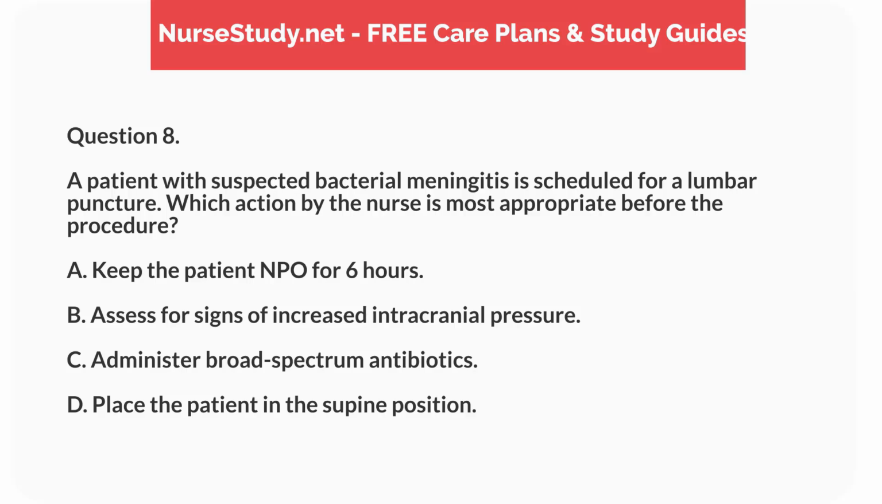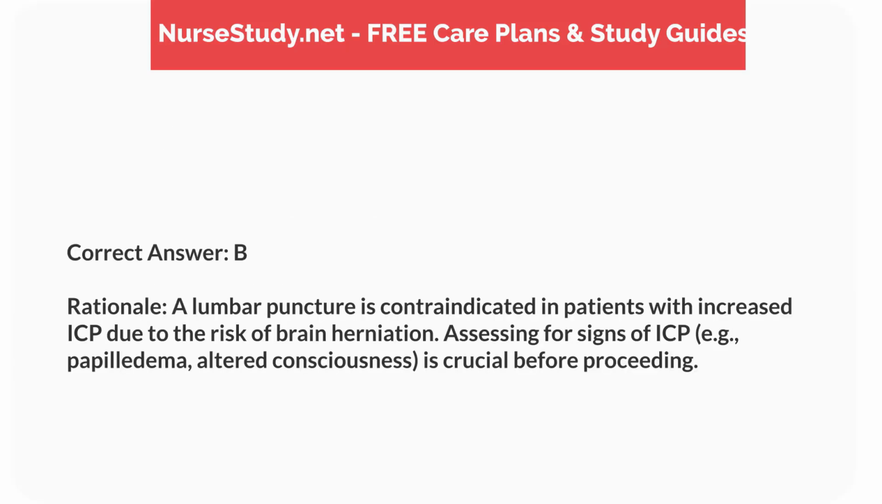Assess for signs of increased intracranial pressure. C. Administer broad-spectrum antibiotics. D. Place the patient in the supine position. Correct answer, B. Rationale: a lumbar puncture is contraindicated in patients with increased ICP due to the risk of brain herniation. Assessing for signs of ICP, i.e., papilledema, altered consciousness, is crucial before proceeding.